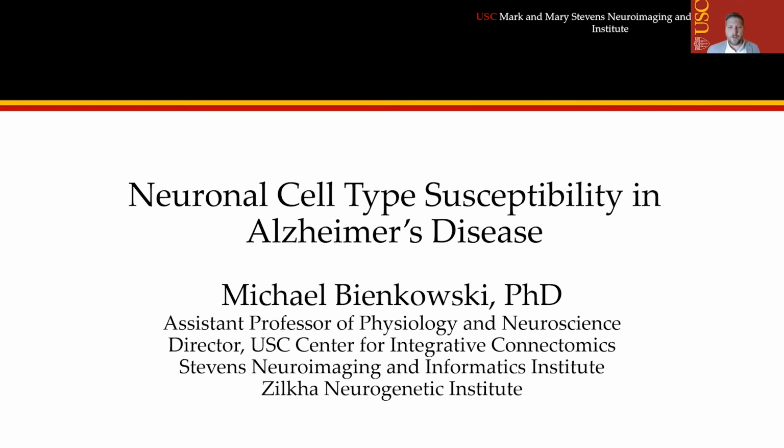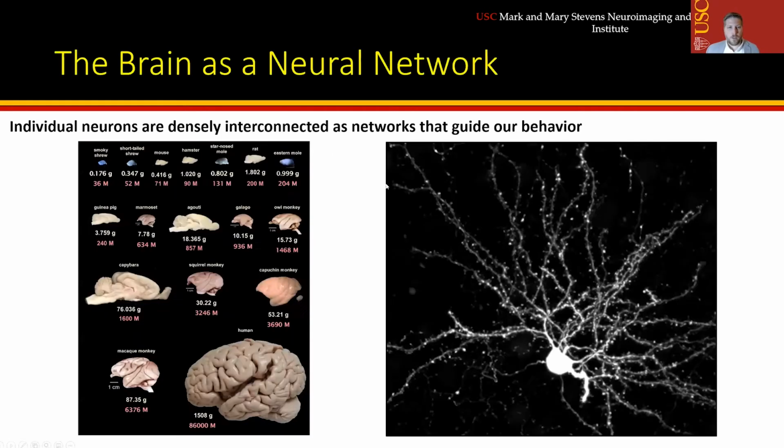I'm going to tell you a little bit about my research studying neuronal cell type susceptibility in Alzheimer's disease. As a neuroanatomist, my research is focused on understanding the structure of the brain and how it's disrupted by neurological diseases like Alzheimer's. The foundation of the brain's architecture is the neuron, a cell which is specialized for coordinating and communicating everything you have ever experienced in your lifetime.